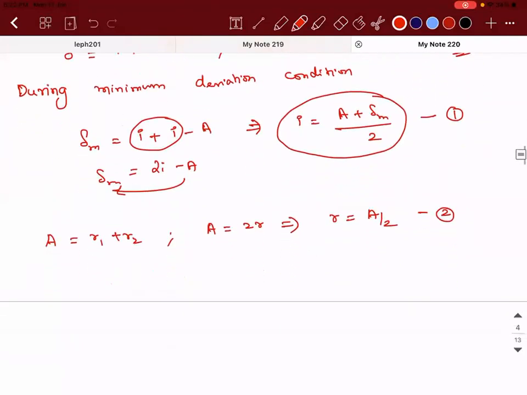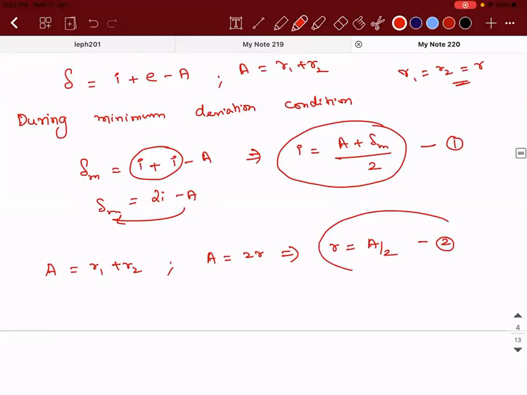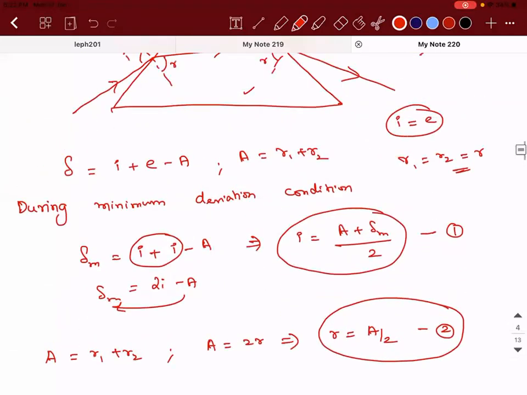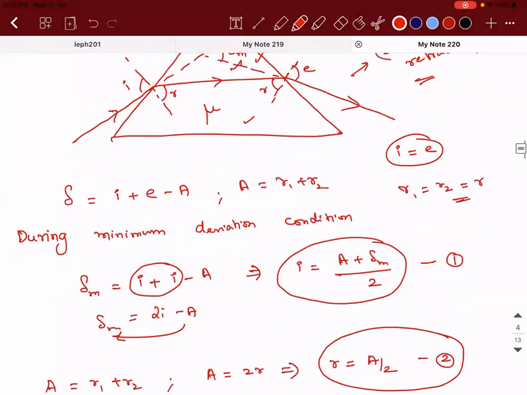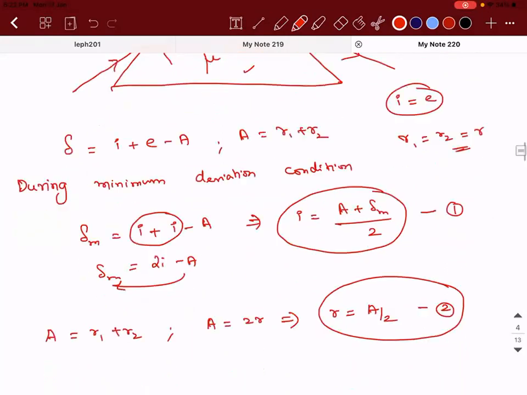So you can ask me, what is the advantage of me knowing the angle of incidence and the angle of refraction? The advantage here is whenever you are asked to calculate the refractive index of the material, at that point, what you can do is apply Snell's law at any one of the boundaries and find the refractive index of that material.